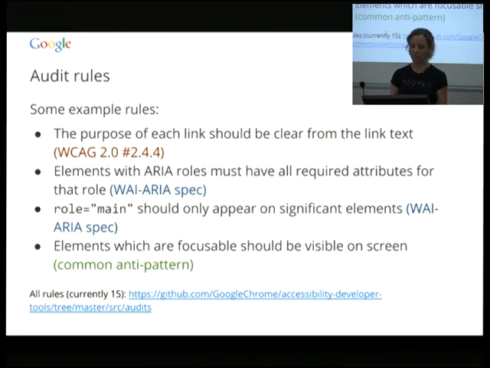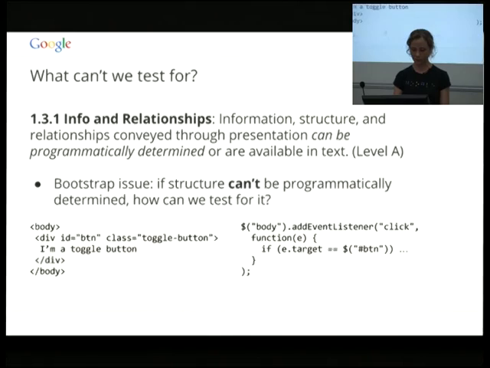As I said, there's a right and a wrong way to use ARIA. If you use it the wrong way, it's not going to work. Role equals main should only appear on significant elements. Again, this is from the ARIA spec. We're talking more about the semantics of what the roles should be. And elements which are focusable should be visible on screen. This was what I showed you in the screen reader demo. We have some elements which are not visible on the screen and yet show up to the screen reader, which is a real problem. It's very confusing when the UI is inconsistent.